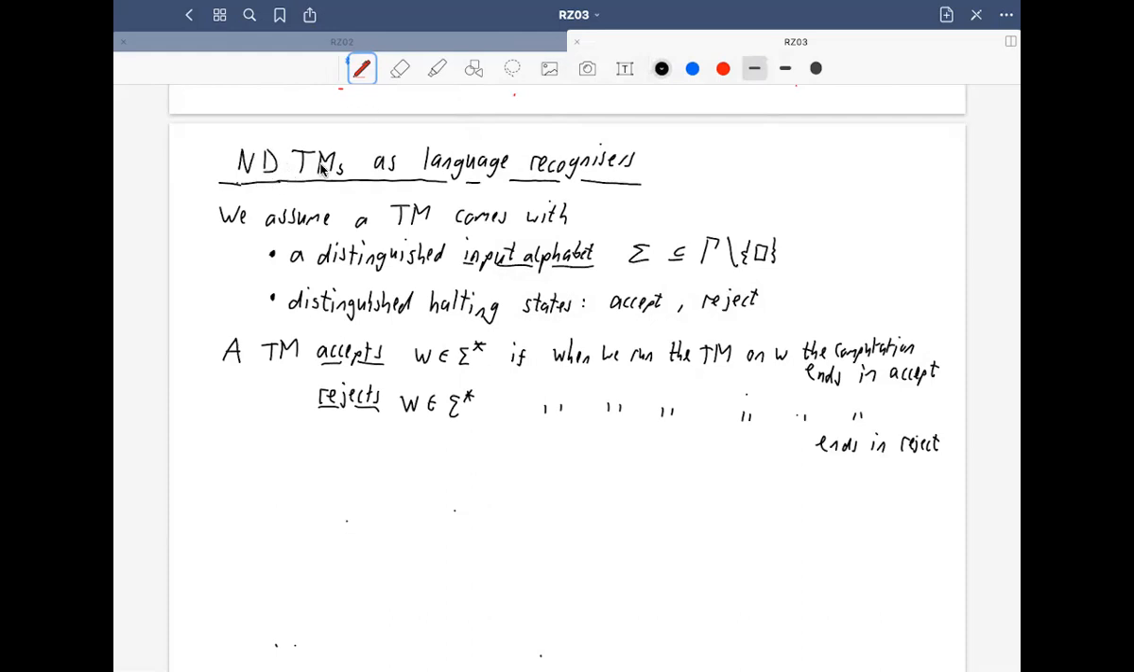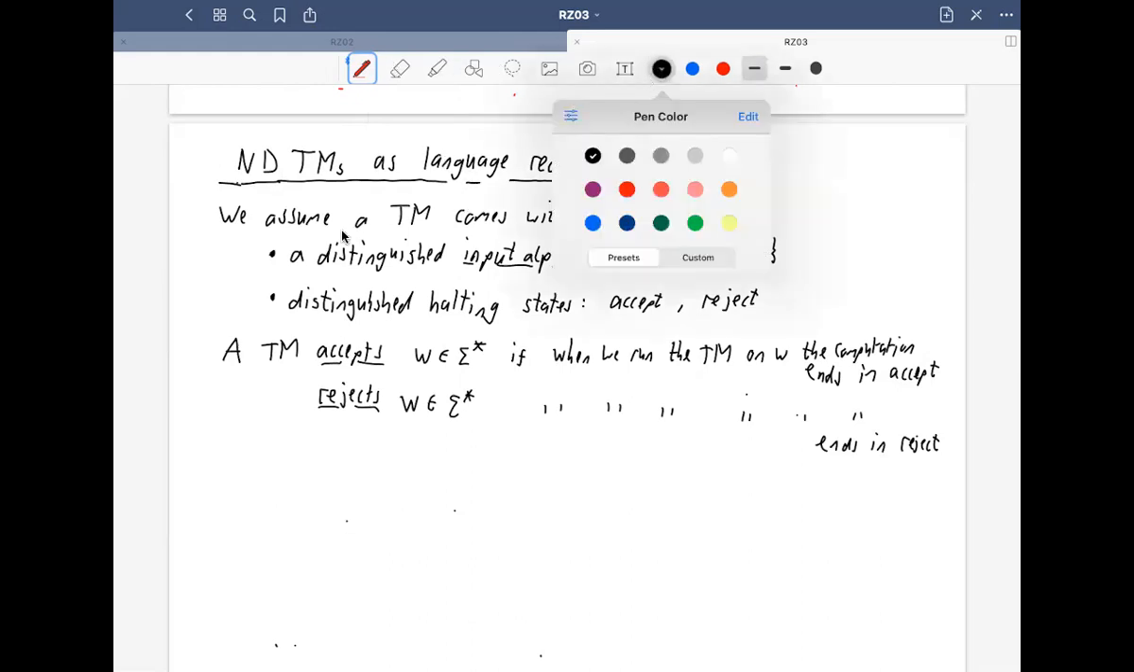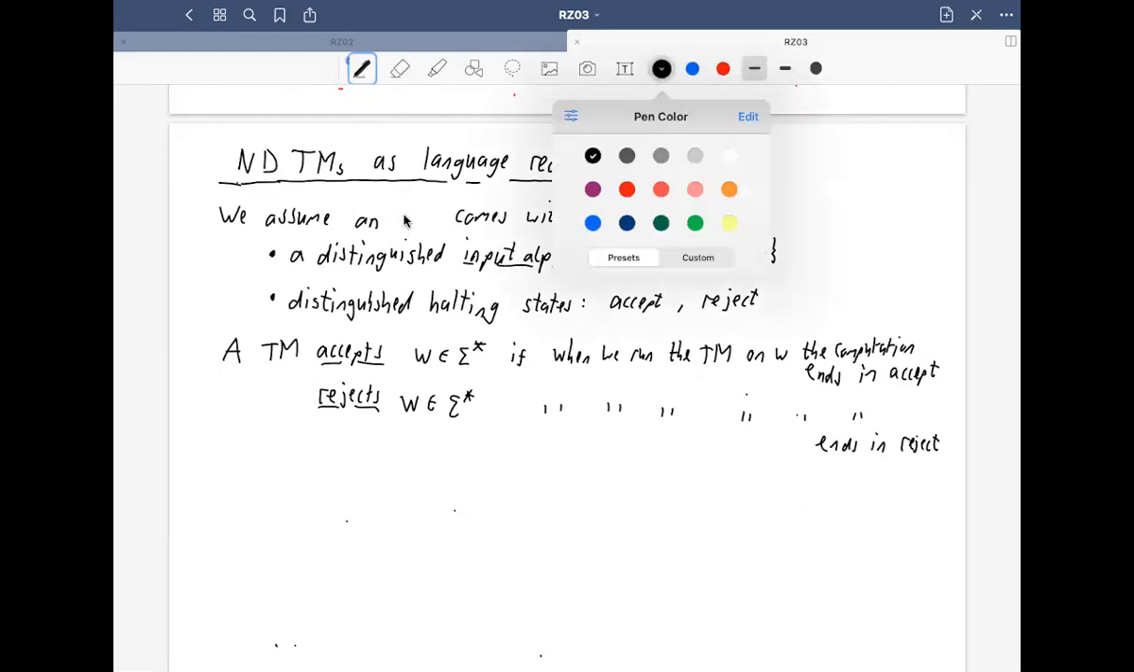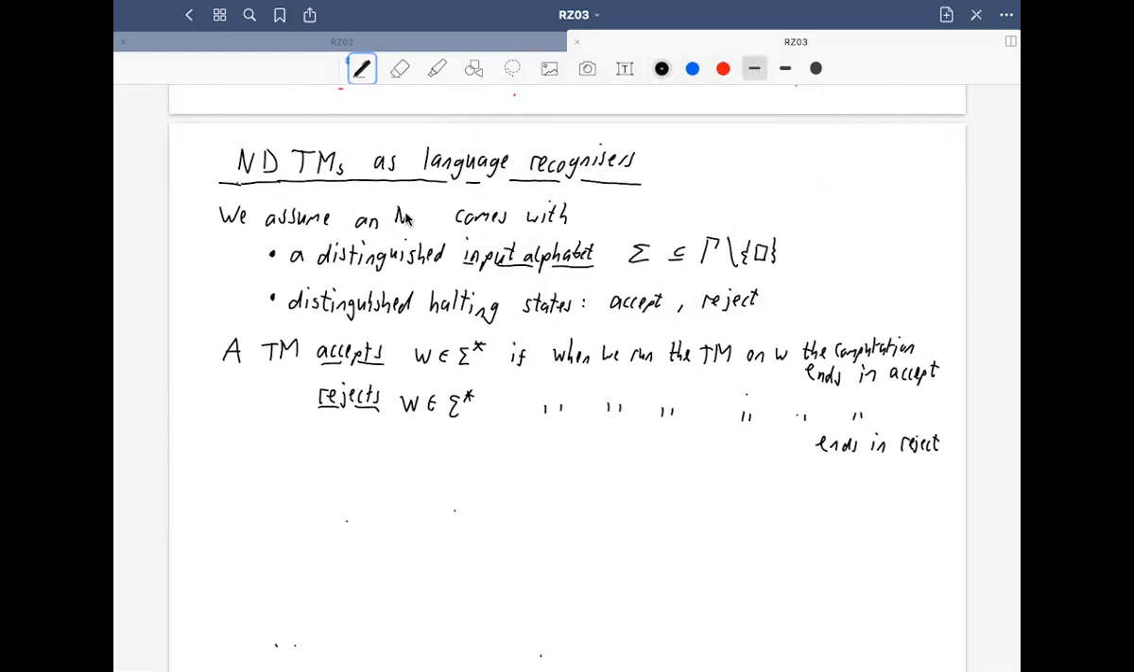ND is going to be short for non-deterministic or non-determinism. And NDTMs is short for non-deterministic Turing machines. So as before, we're going to run a machine on words to try and accept or reject them. We're going to, again, require that we have the input alphabet that the words are written in.